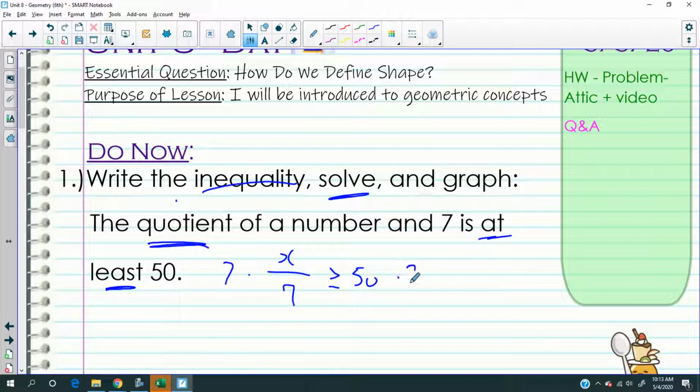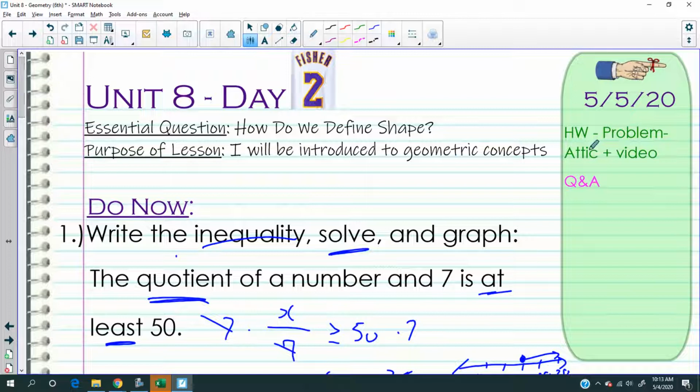Okay, so we'll solve this. Times 7 on both sides. 50 times 7, 350, right? That's the solution, and we have to graph the solution. Let's see. 348, 349, 350, 351, 352. Circle at 350, right? Shade to the right. Fill in the circle. Okay, all right, done.